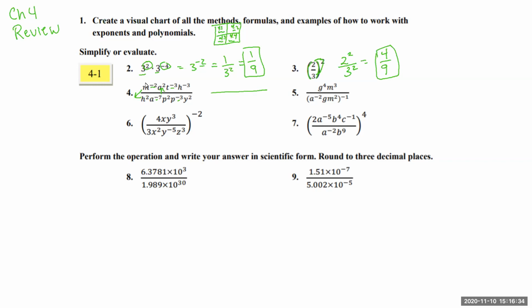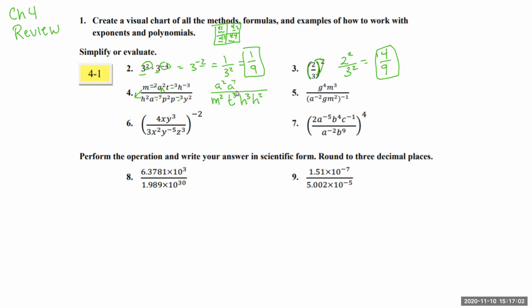Okay, so if we do that, starting at the top, m^-2, we're going to make it positive and bring it down and make it m^2. And a^2 stays on top. t^3 goes on the bottom because it's t^-3. h^3 is going to go on the bottom because it's negative on top. And then going on the bottom, h^2 stays on the bottom because it's positive.